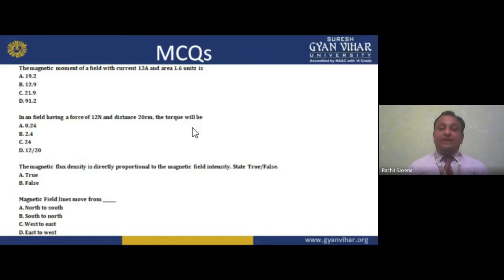Now the magnetic flux density is directly proportional to the magnetic field intensity. You have to state whether it is true or false. Now, magnetic field lines move from north to south, north to east, west to east, or east to west. These two are the basic questions. But before this, the questions are related to this lecture, which I taught you. So I hope you understand the topics we covered in the lecture.